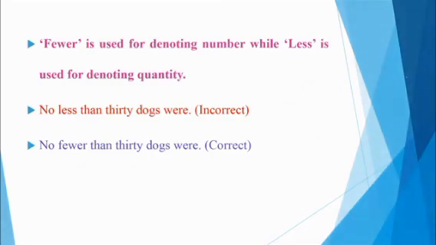Let's move on to the next rule. Fewer is used for denoting number while less is used for denoting quantity. Let's see the first sentence. No less than 30 dogs were. Is that a correct sentence? No. The correct sentence is no fewer than 30 dogs were. Here 30 is denoting number, so we have to add fewer in this sentence.